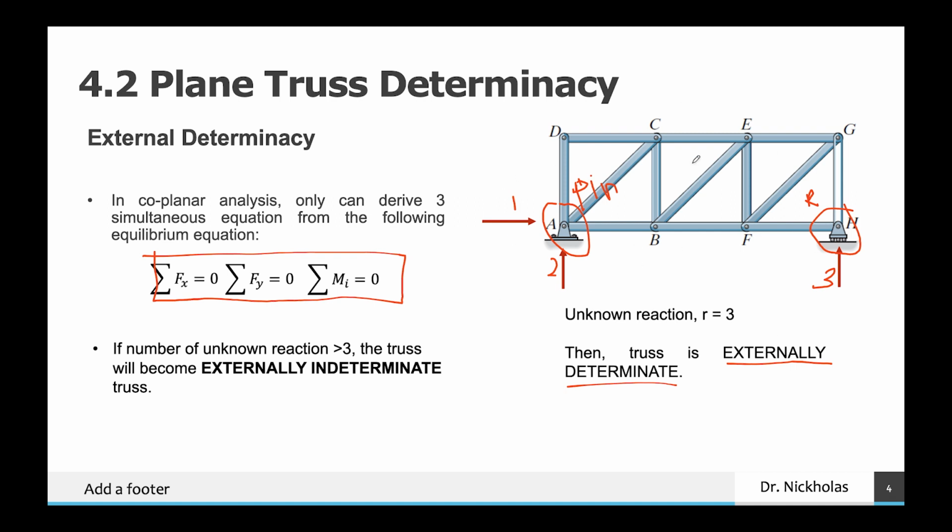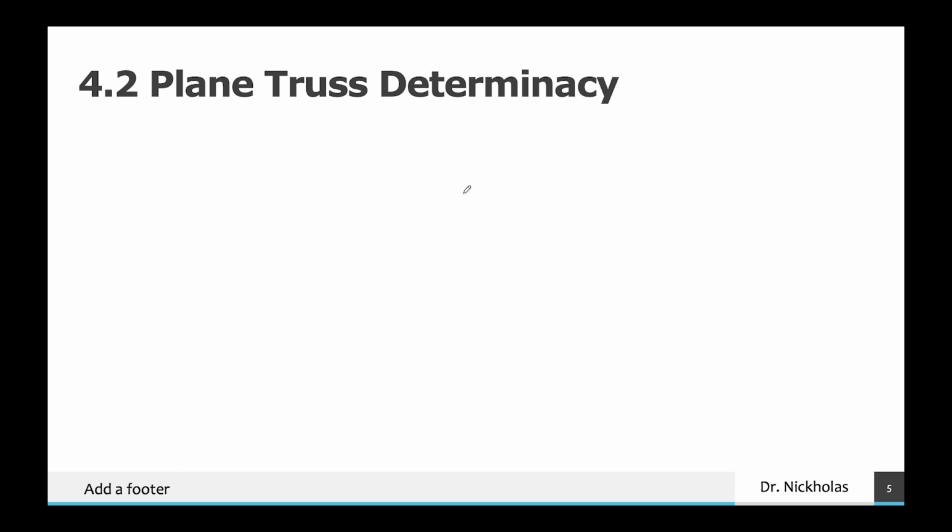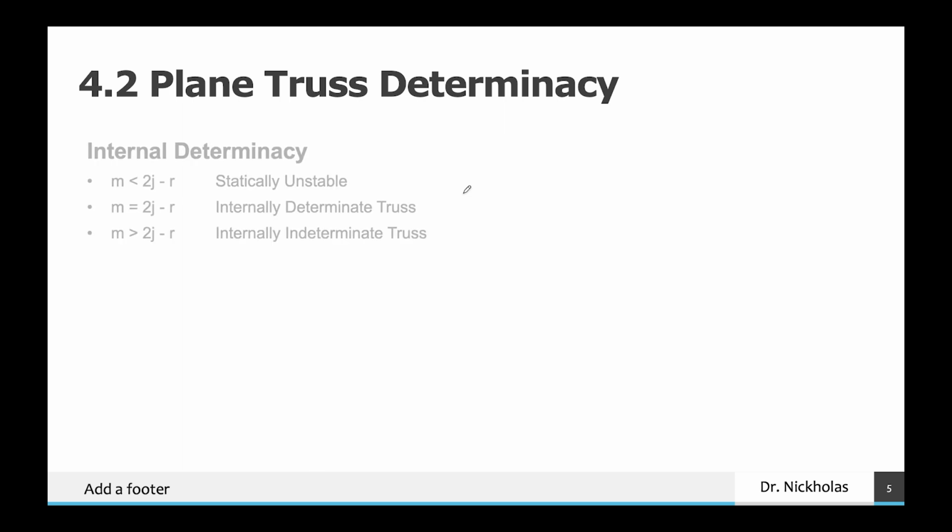Later on we are going to look into a simple example of what an externally indeterminate truss looks like. Another type of determinacy that we can measure for the truss is the internal determinacy. So what do these abbreviations mean? These are the conditions.